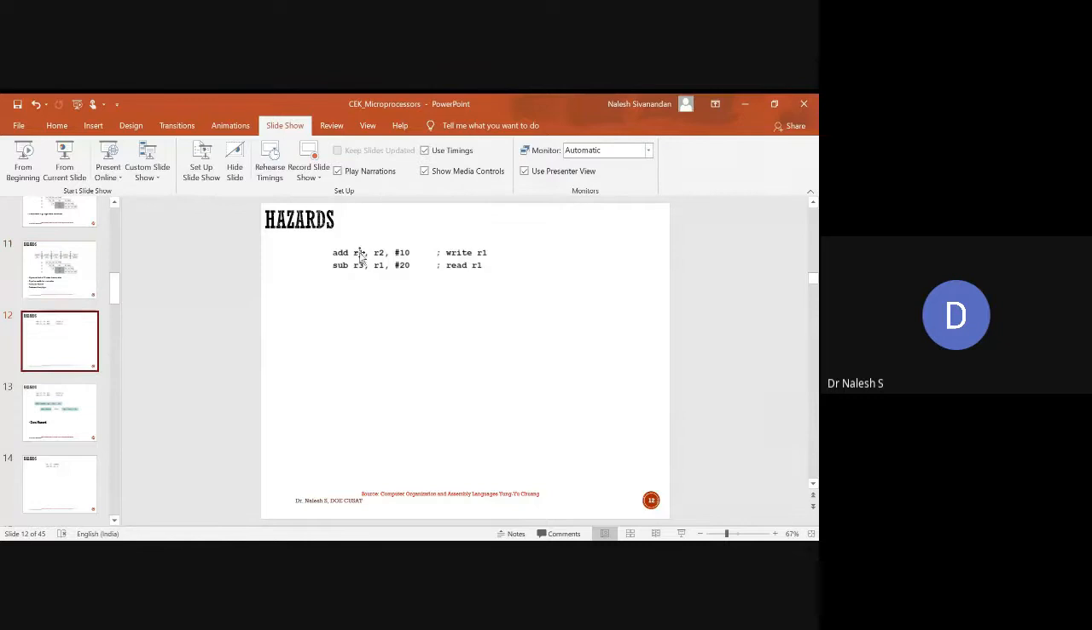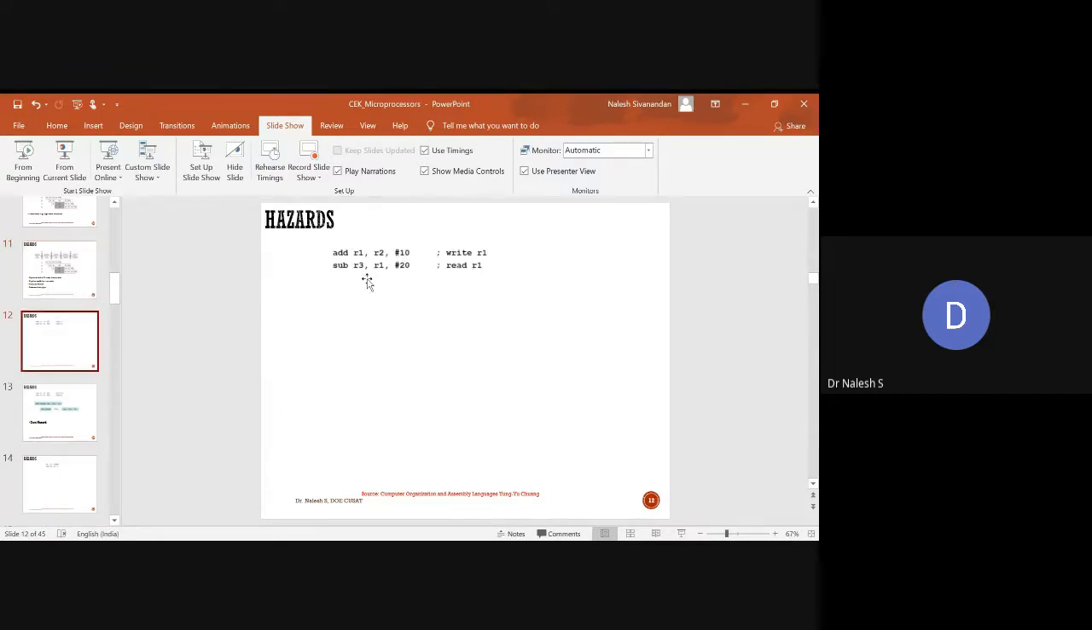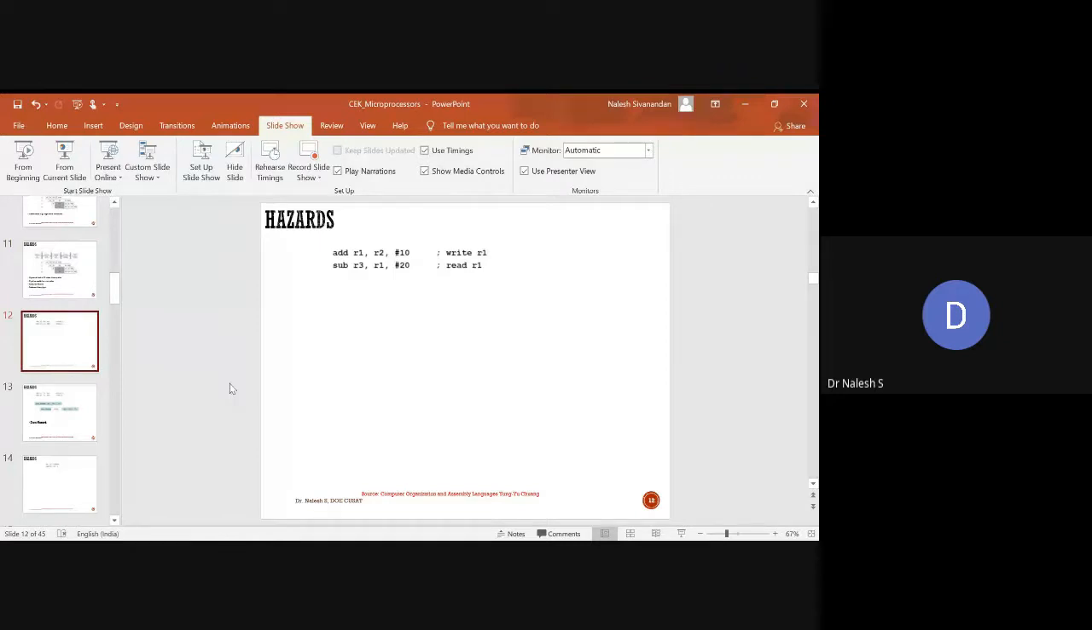So the add has to complete the execution before subtract can move from instruction decode to operand fetch, because the operand has to be fetched from R1, but R1 hasn't got the operand. R1 will get the operand only if the add instruction writes back the data to R1. So this type of hazard is known as a data hazard.